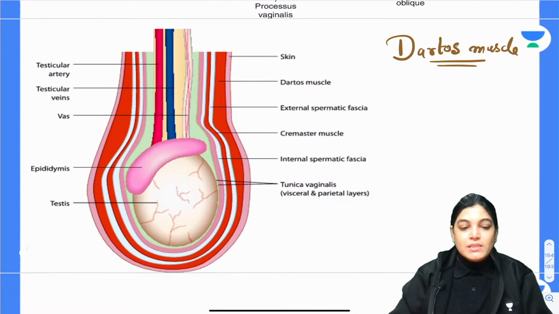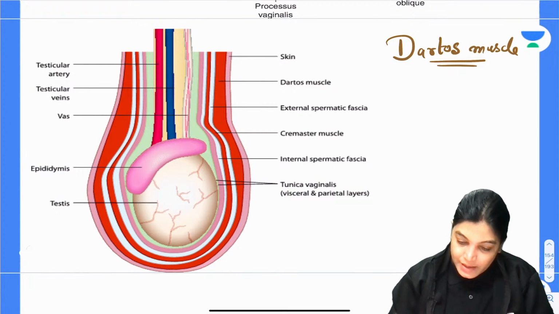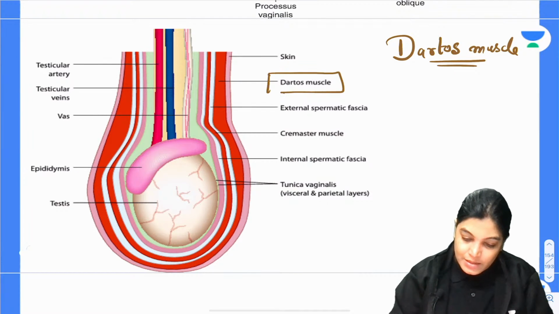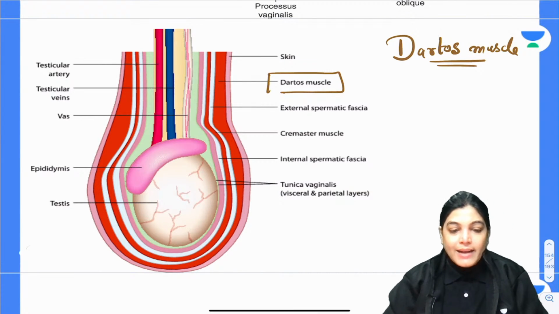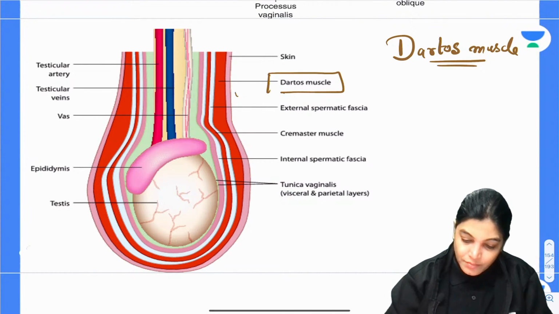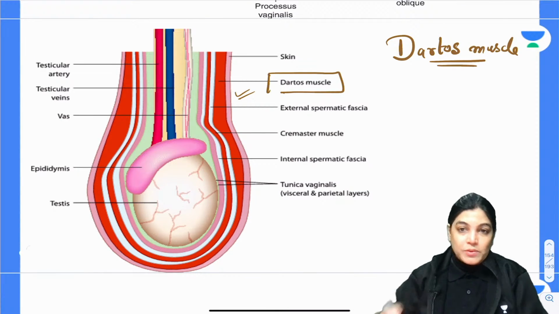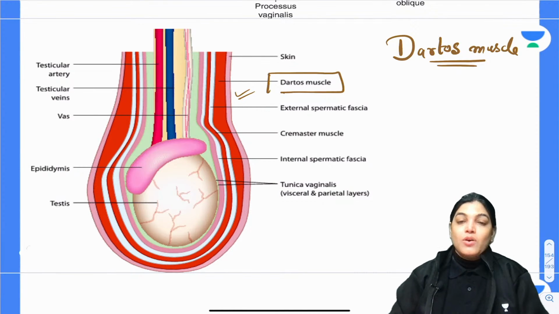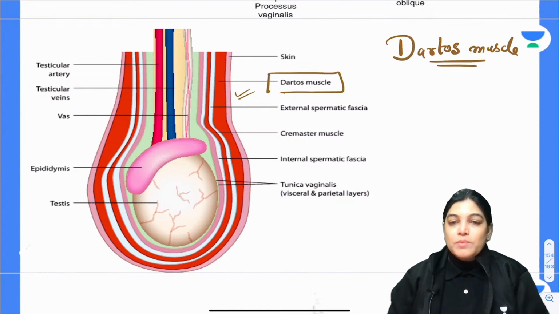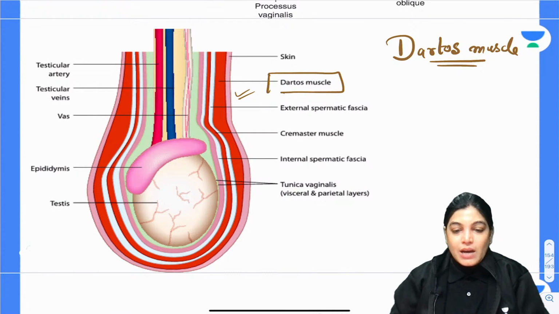Now, Dartos muscle is shown in this diagram, and here we can see this is the Dartos muscle. Actually, Dartos muscle is a muscle which is located in the superficial fascia. So, this is an example of panniculus carnosus muscle. All the muscles which are located in superficial fascia are called panniculus carnosus muscle.